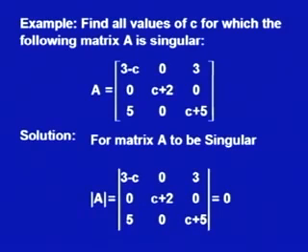Okay. Viewers, today we have discussed some interesting properties of determinants, and we have defined the adjoint of a matrix, and we have seen how this can be used to evaluate the inverse of a square matrix.